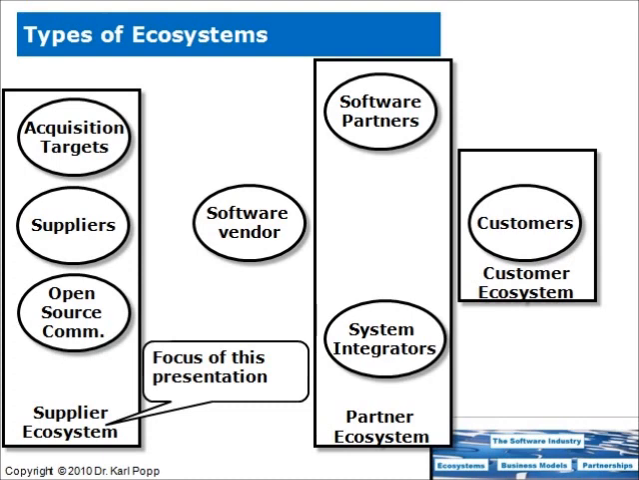So acquisition targets basically provide software to the software vendor that the software vendor acquires. The suppliers usually provide software as an OEM or resale contract, and the open source community provides software, and the software vendor has to comply with the license of that open source.